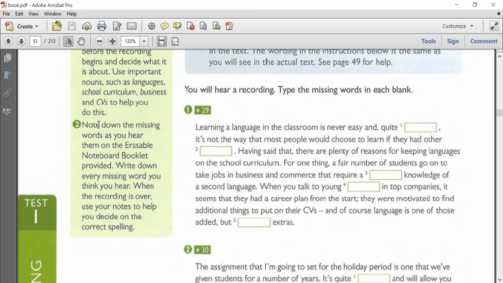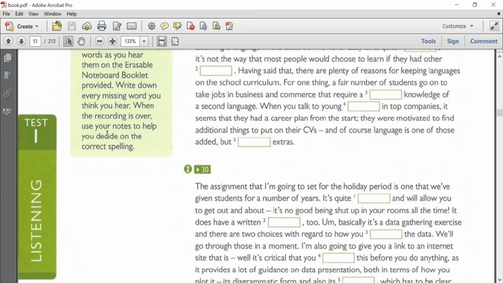Note down the missing words as you hear them on the erasable notebook booklet provided. Write down every missing word you think you hear, and when the recording is over, use the notes to help you decide on the correct spelling.